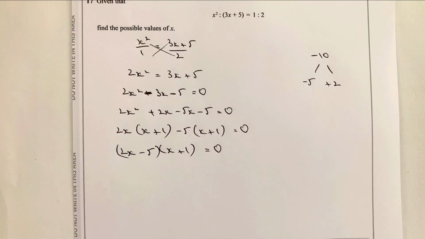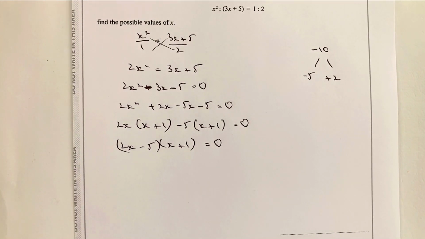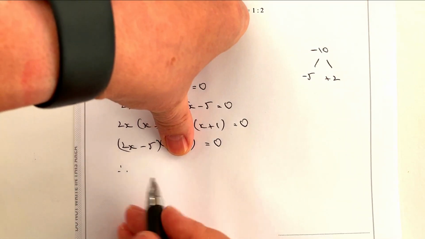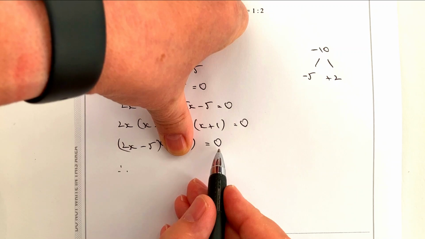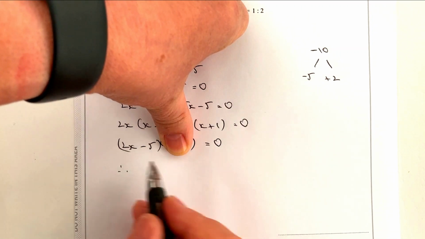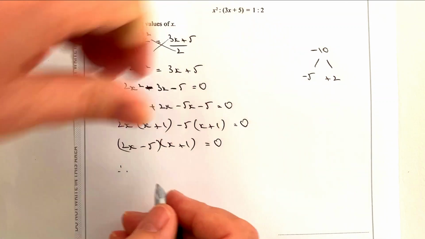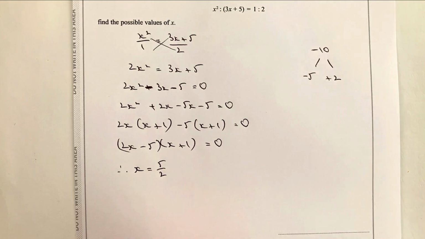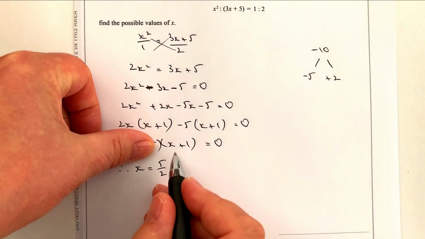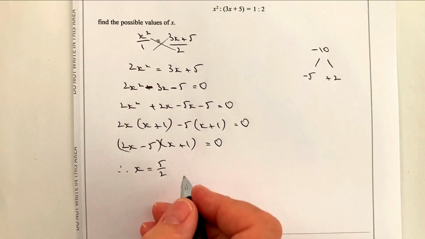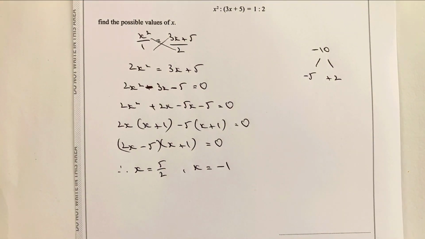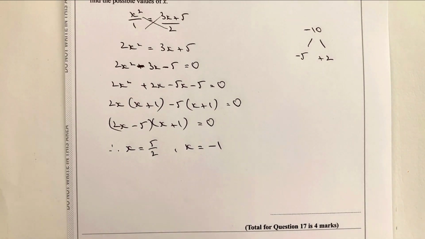So now, at long last, I've got my two values of x. My first value of x is going to be, if I put my thumb over there, 2x minus 5 equals 0. So if I bring this 5 over, I've got 2x equals 5. So x must equal 5 over 2, or if you prefer, 2.5. Similarly with this one, x plus 1 equals 0. So therefore, x equals minus 1. And those are the two values for solving this particular equation.